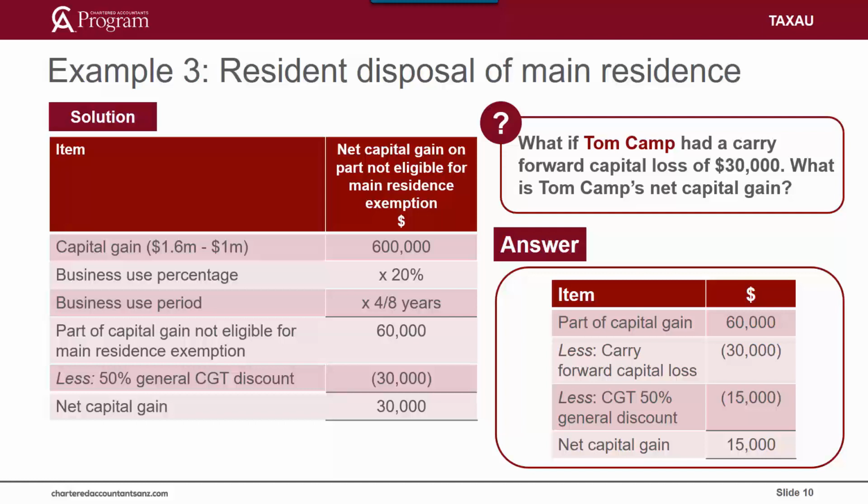Remember in an exam, if Tom also had non-discounted capital gains, to minimise the overall net capital gain, the carry forward loss should be offset against non-discounted capital gains first.